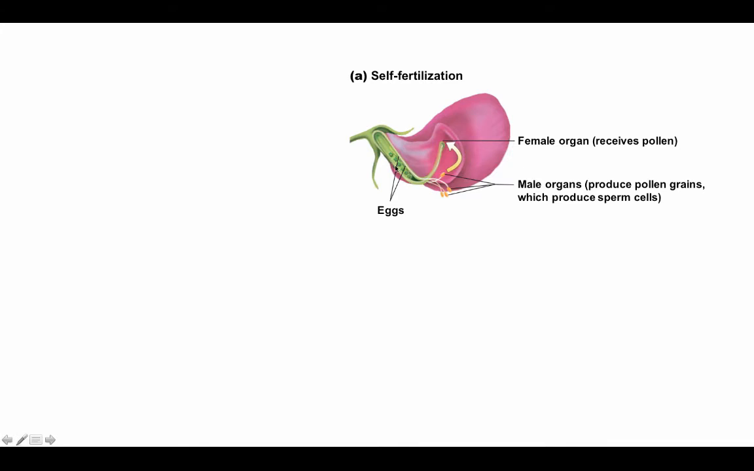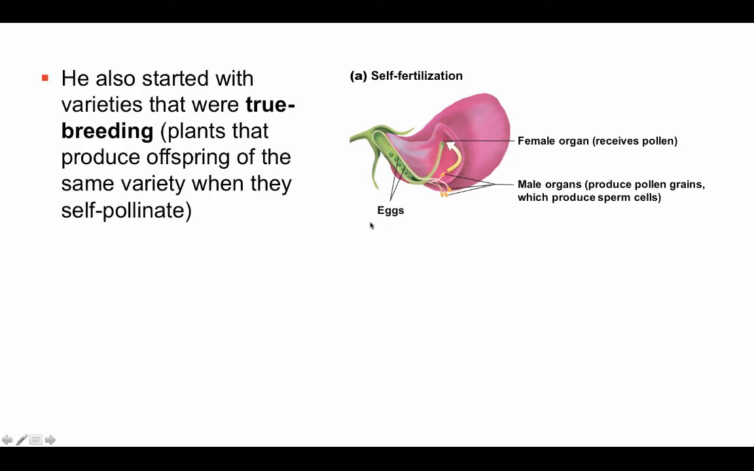So they're generally self-fertilizing. So what he did was he started with varieties that were true breeding, which means that you can breed them generation after generation, allowing them to self-pollinate. They're always going to produce the same variety. So if it's purple, you can let it keep self-pollinating generation after generation. It will always produce purple flowers. So we call this true breeding varieties.